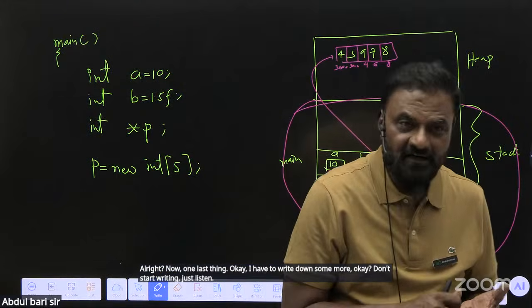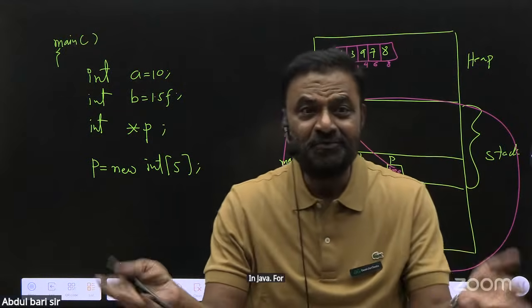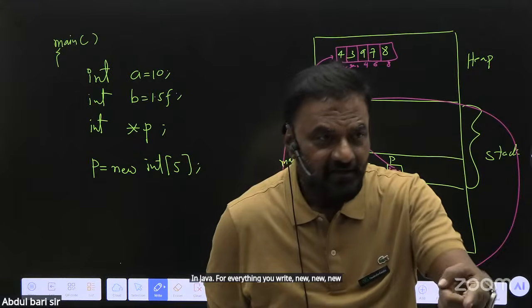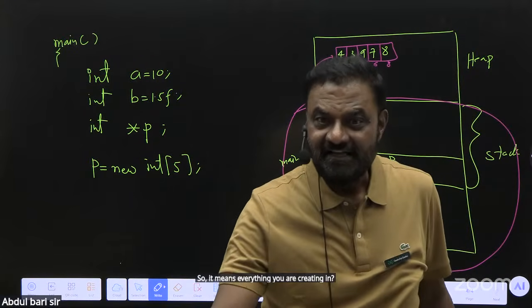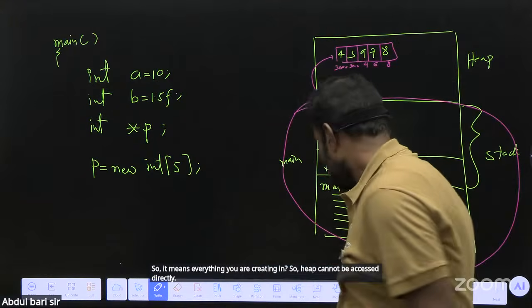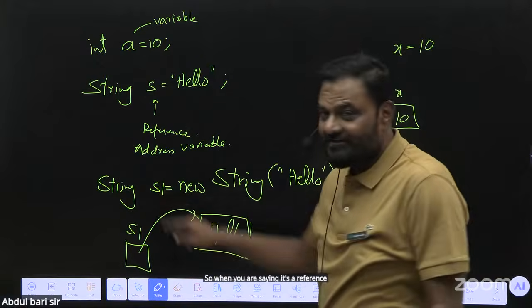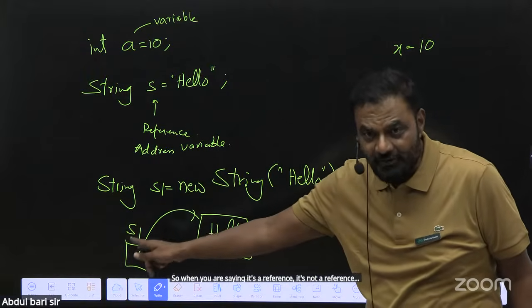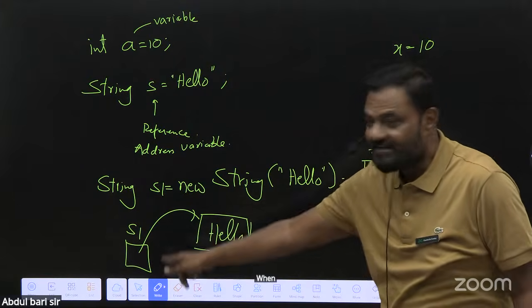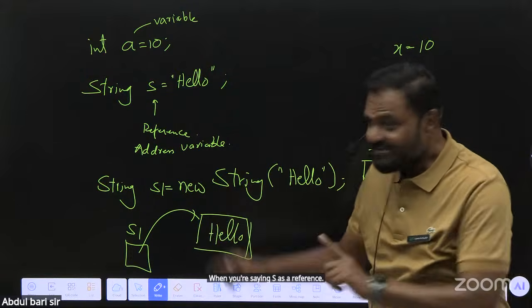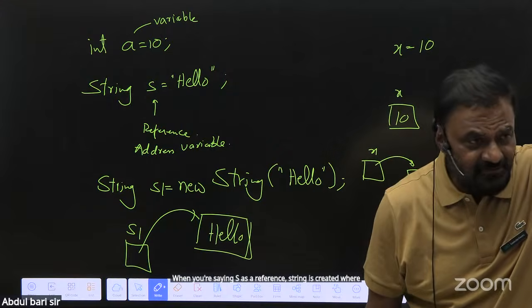In Java, for everything you write new, new, new many times. So it means everything you are creating is in the heap, and heap cannot be accessed directly. So when you say it's a reference, is it not a pointer? Is it not an address variable? When you say S is a reference, where is the string created? In the heap. You know this one, right?